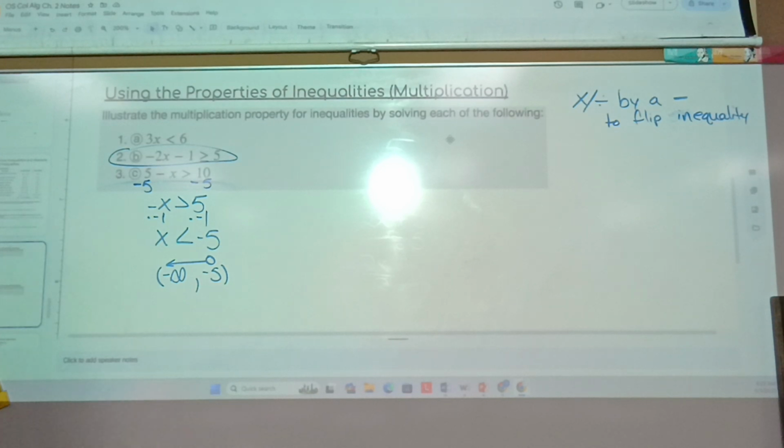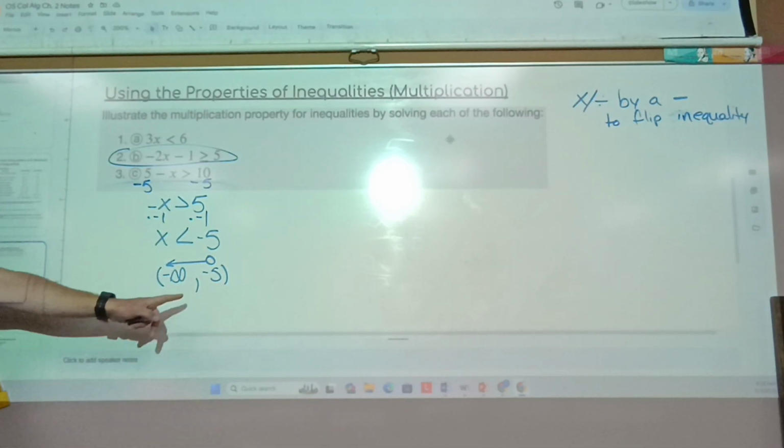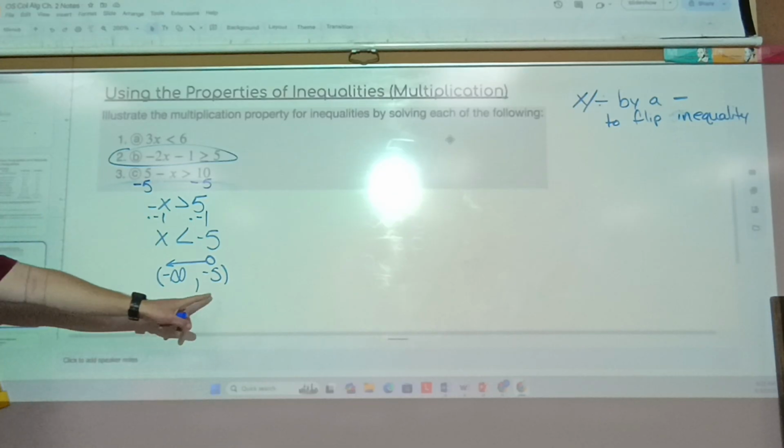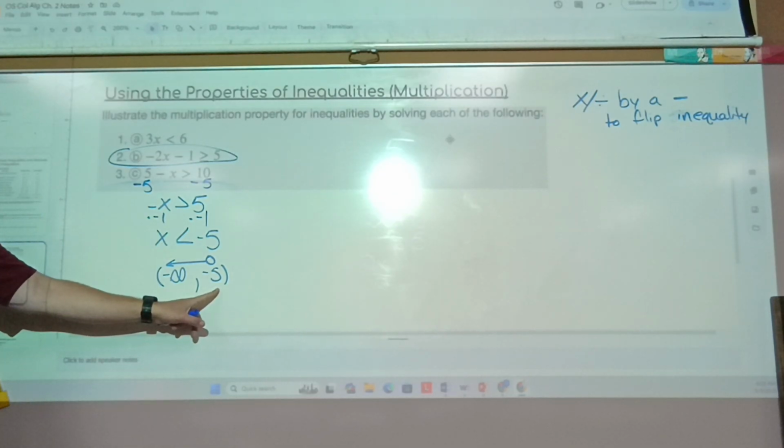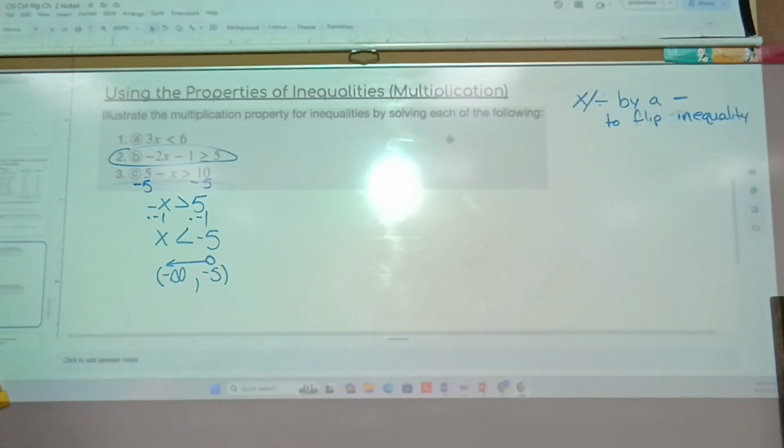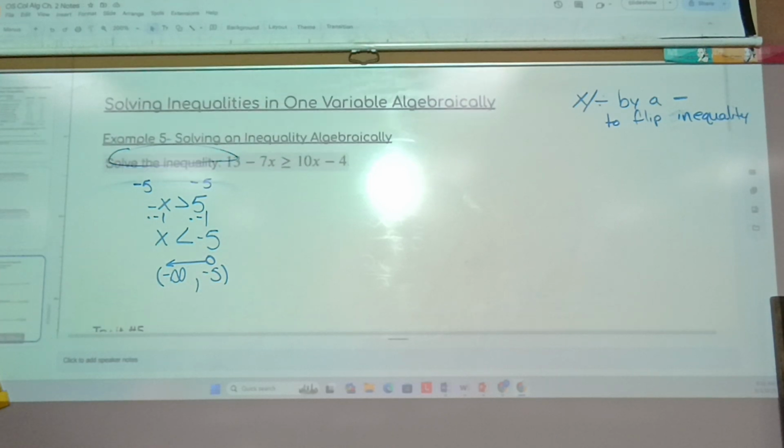Bracket or parentheses? Equal to or not equal to. Because an open dot means it can't be negative 5. It gets really close to it but doesn't actually become it. A closed dot means you can land on negative 5. It can be that number. If anyone takes pre-calc, we're going to talk about basic limits. That open dot, closed dot is going to be really important. All right.